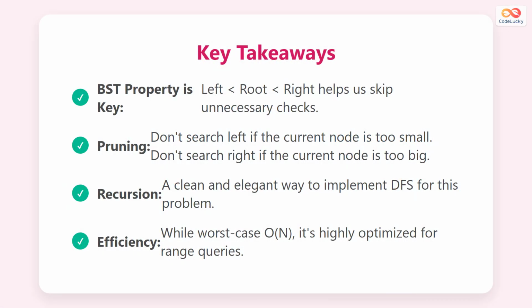To wrap up, remember that the key to this problem is the binary search tree property. By comparing the current node's value with our target range, we can intelligently prune the search space. This transforms a basic traversal into an optimized range query.